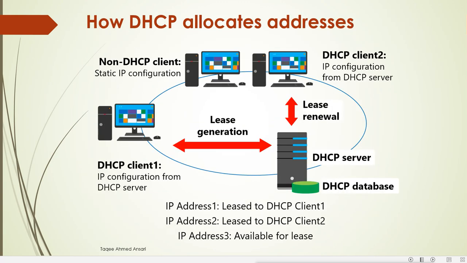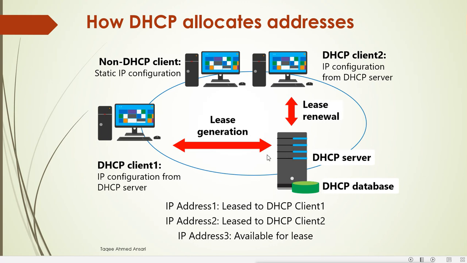Now how does DHCP allocate the addresses? Very simple. DHCP servers allocate addresses to all the clients. That means whatever device wants an IP address and asks for one, it will give an IP address to every machine that asks for it. Suppose these are non-DHCP clients, configured with static IP addresses, and there are DHCP clients which get their IP address automatically. That means they configure the IP address from the DHCP server.